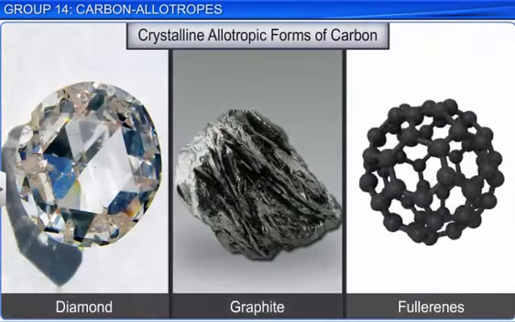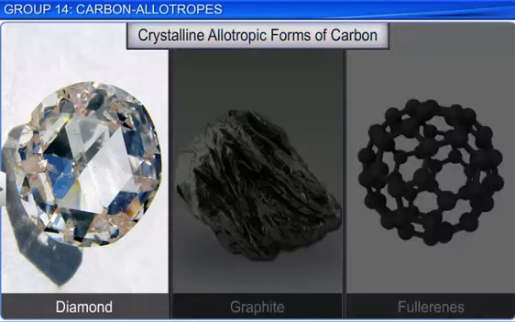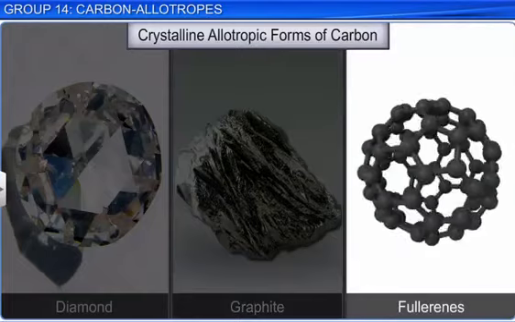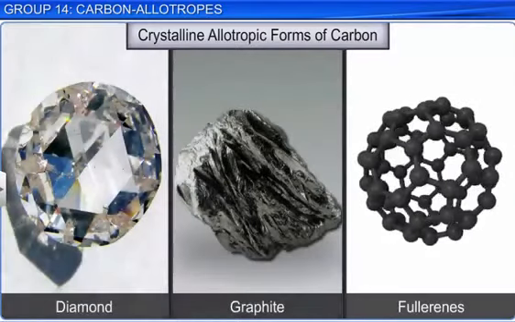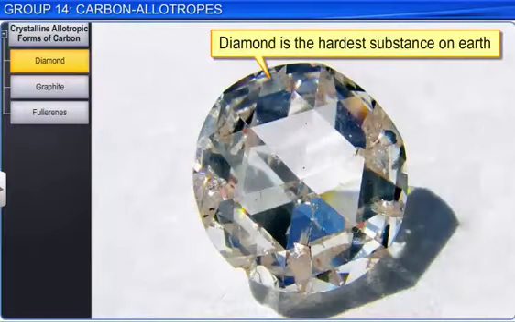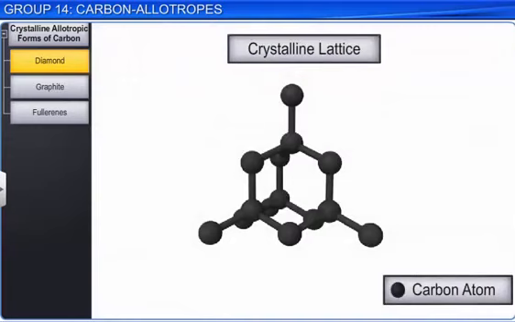There are three important crystalline allotropic forms of carbon: diamond, graphite, and fullerenes. Diamond, the first allotrope of carbon, is the hardest substance on Earth. Diamond has a crystalline lattice in which the carbon atoms are arranged in a rigid three-dimensional network.